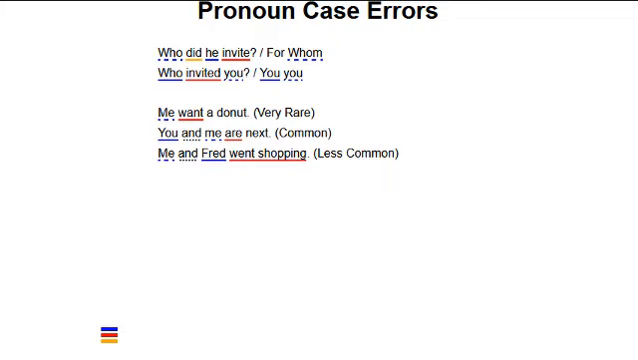An unquestionably common mistake is the use of the first person objective case pronoun me in a subject. Now, only a small child would say something like, me want a donut. But it is not at all uncommon for people to use the compound phrase you and me as a subject. Consider, you and me are next. In this type of error, me is usually the second noun. But native speakers also regularly say sentences like, me and Fred went shopping. It's easy to persuade people that this is an error because they would never say, me went shopping.